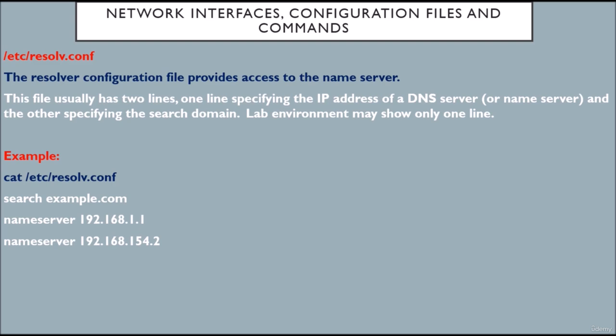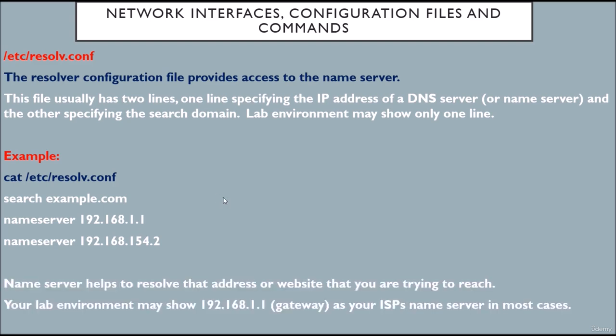And you can have more than one. And this is how this file looks like. Name server helps you to resolve that address or website that you are trying to reach. Your lab environment may show 192.168.1.1 or something similar. This is your gateway, but it is also acting as your DNS address.